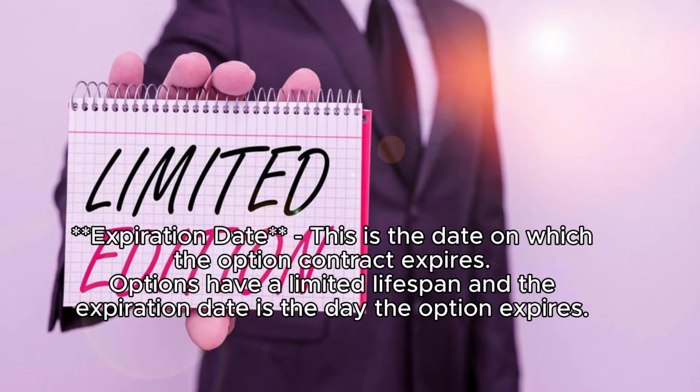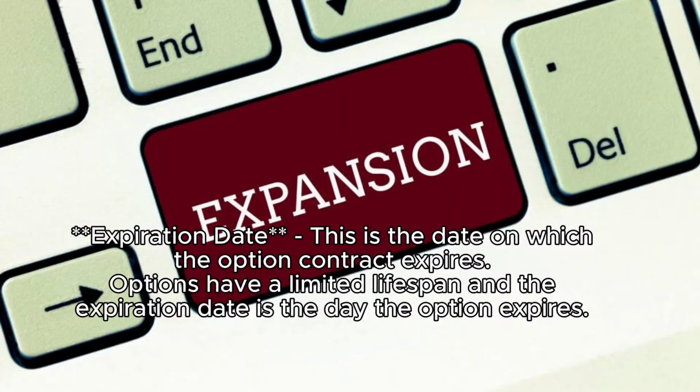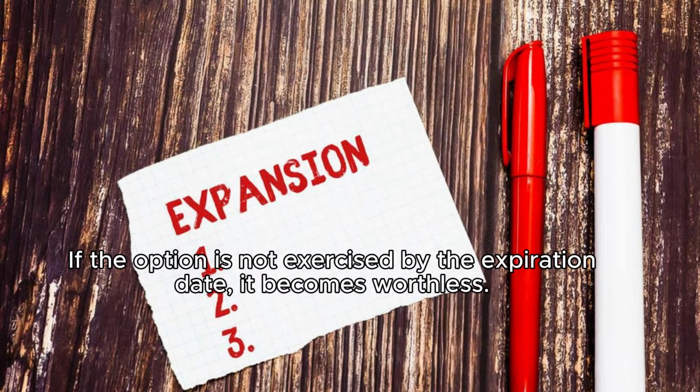Expiration date. This is the date on which the option contract expires. Options have a limited lifespan, and the expiration date is the day the option expires. If the option is not exercised by the expiration date, it becomes worthless.